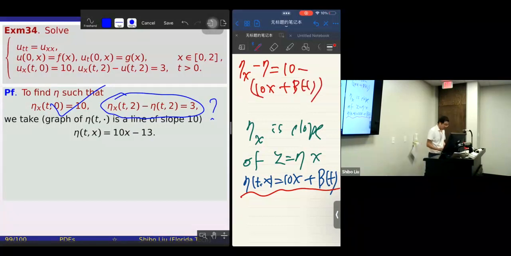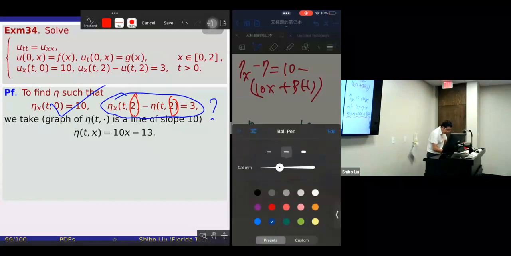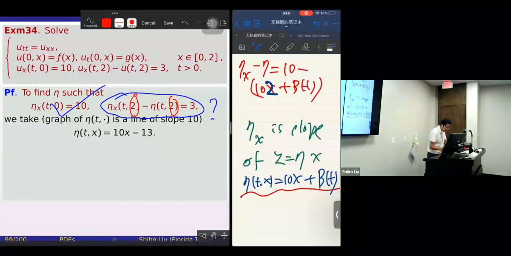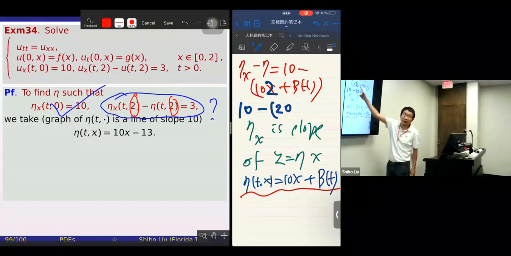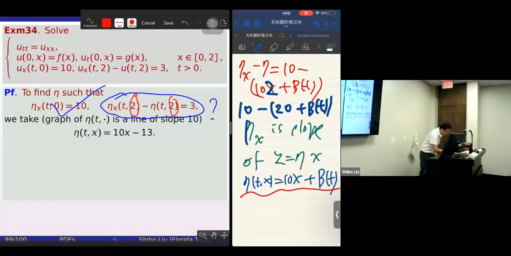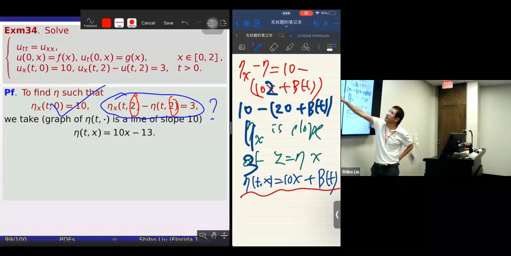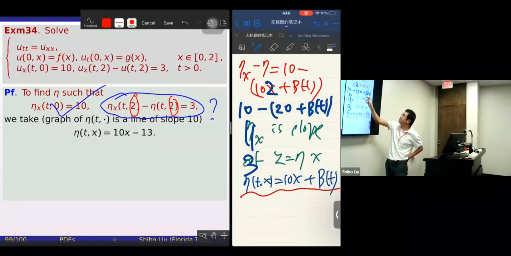But your x is 2, because you are working with x equal to 2. So the x here is actually 2. So b(t) satisfies 10 minus 20, since 10 times 2 is 20, plus b(t), equal to 3. This quantity is precisely eta x minus eta evaluated at x equal to 2. But by our boundary condition, this is 3. Therefore, 10 minus 20 plus b(t) equals 3. So it turns out that b(t) is minus 13.